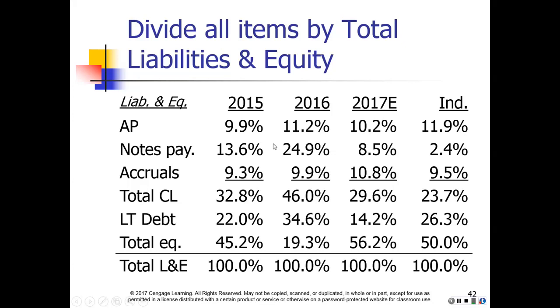And here's the other side of the balance sheet, the liabilities and equity side, and we're doing the same thing to get common size statements on the liability side. So it's just proportion. You take the value of notes payable divided by the value of total liabilities and equity, and you will get the percent. And of course, at the bottom, total liabilities and equity will always be 100% because that's our base. And for good measure, throw in the industry averages as well.